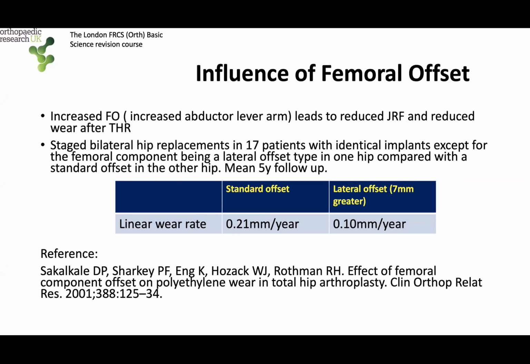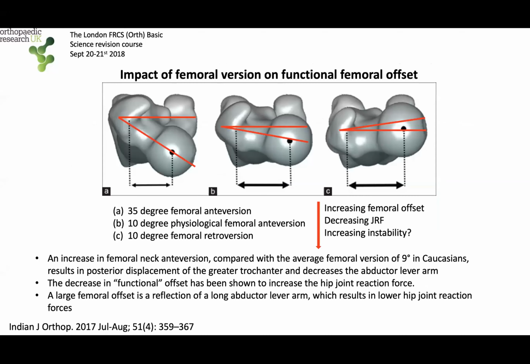Now, correspondingly, you don't want to increase the offset too much, because you then get problems with tight abductors, and it can cause problems with the bursa around the trochanter area and cause pain and lateral pain. So it is a balance. This is showing you what the impact of the femoral version is on the functional femoral offset.